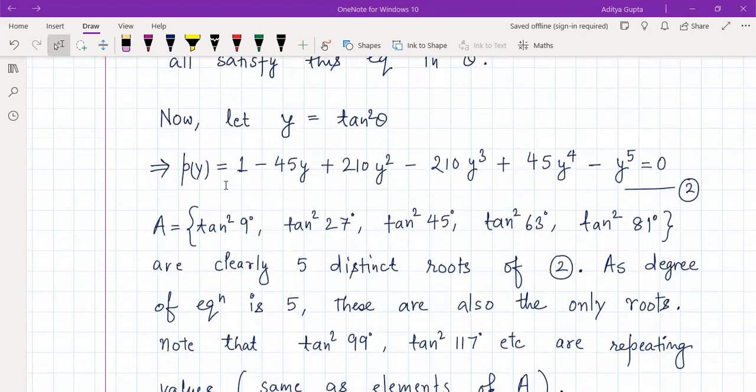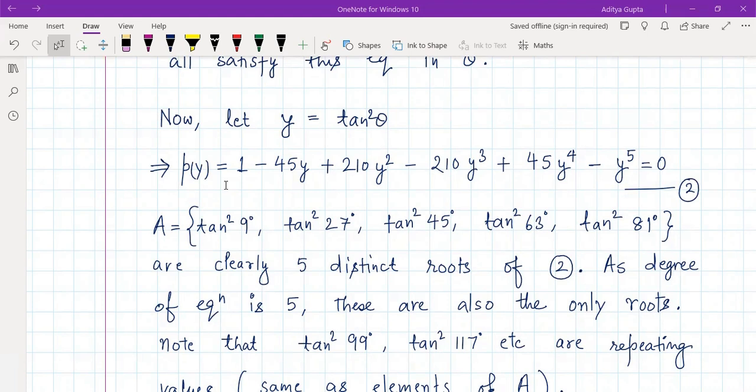So when we have done the substitution y equal to tan square theta, the roots of this equation in y will be tan square 9, tan square 27, tan square 45 till tan square 81, right? So these are just 5 values that we have written, and these are clearly 5 distinct roots of equation number 2. Why are they distinct? Because obviously tan square 9 can't be equal to tan square 27 or tan square 45 or tan square 81. Obviously these are all different.